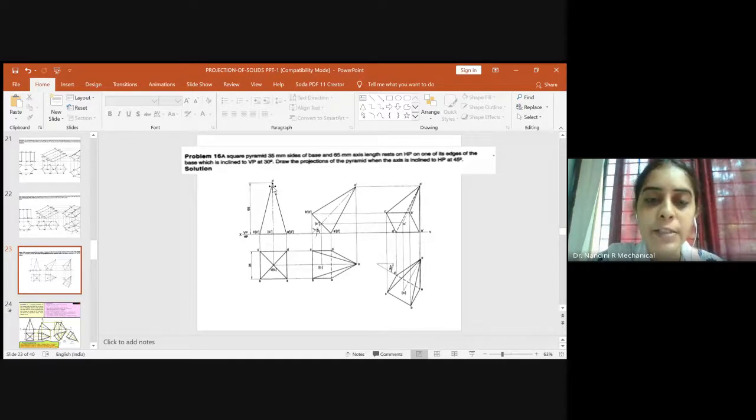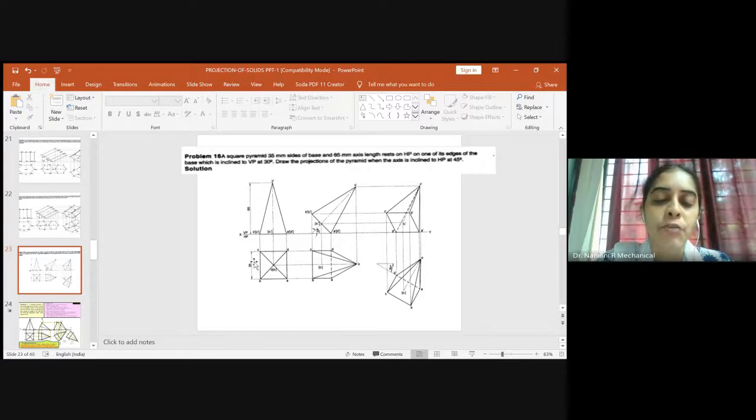After doing the triangular surface for the front view, show the dimension of the axis as 65 mm. Don't forget to show the dimension of the square also as 35 mm. Do the naming VP, HP, XY line at the initial stage only.